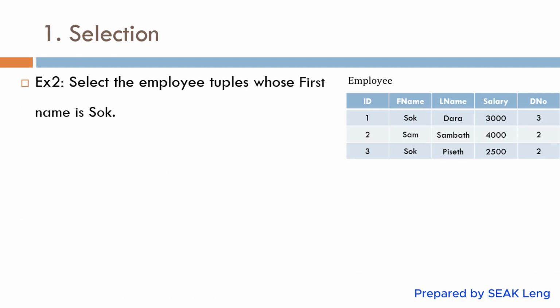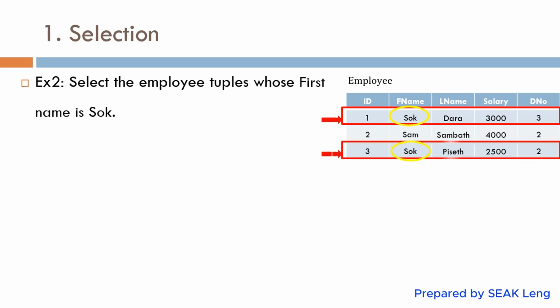Let's go to example number 2. Select the employee tuples whose first name is Sok. As we see in the relation employee, we have the attribute F name, and the given condition is that the first name is Sok. So F name is Sok. We have two tuples, or we say two rows. So the result will select the two tuples that satisfy F name equals Sok.